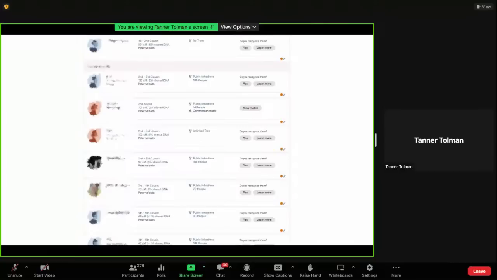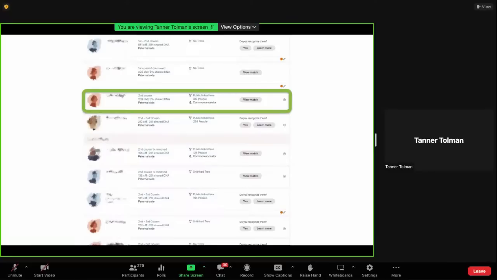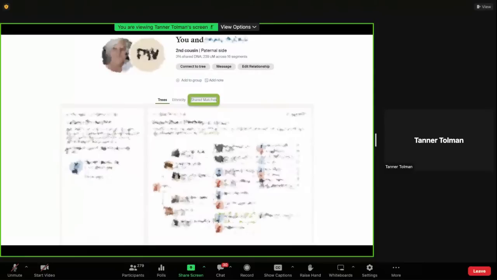After having done that, we go back to the full match list on the paternal side. Ancestry has this great feature where you can split your DNA matches by parent one and parent two. So we went back to parent one, and we're going to look for the first person who has no dot, which is this person right here. We click on them, and they do have a tree, and their tree ended up being really important. We're going to go to shared matches.